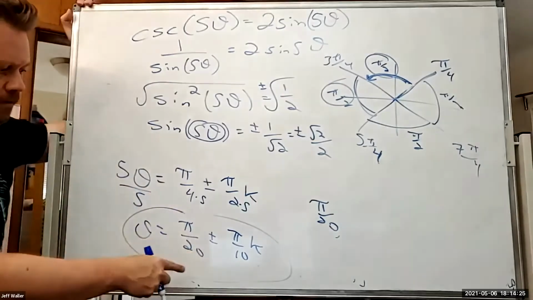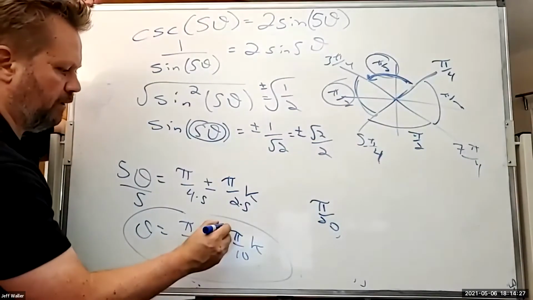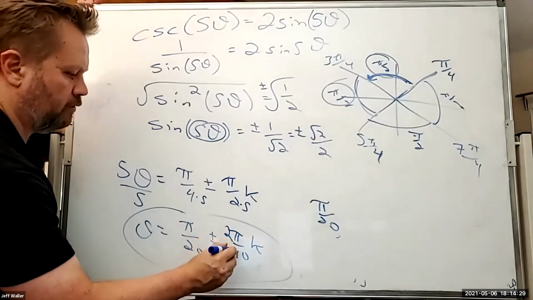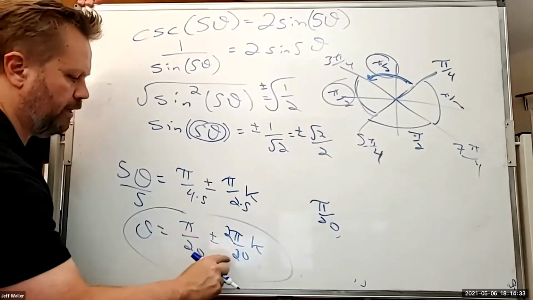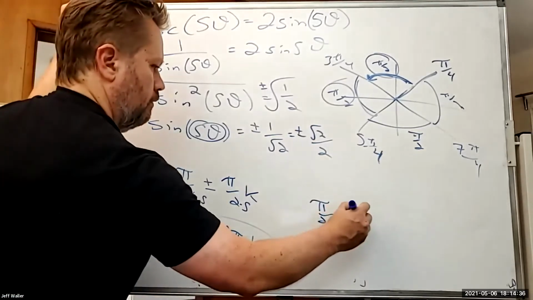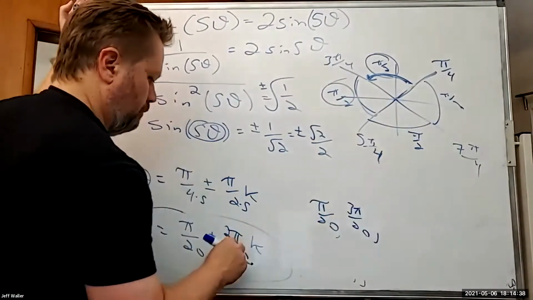So if k is 0, I get pi over 20. This is going to be a lot easier if I make this 2 pi over 20, because now this is easier to add. If k is 1, I get 3 pi over 20. Yes? Now you see the pattern. I just keep adding 2 pi over 20.